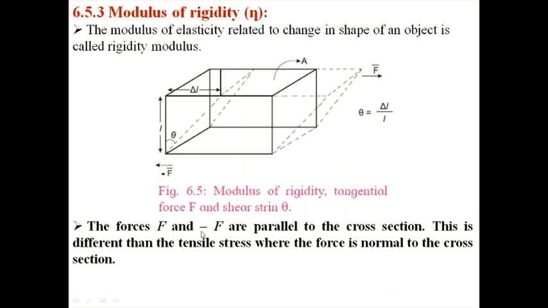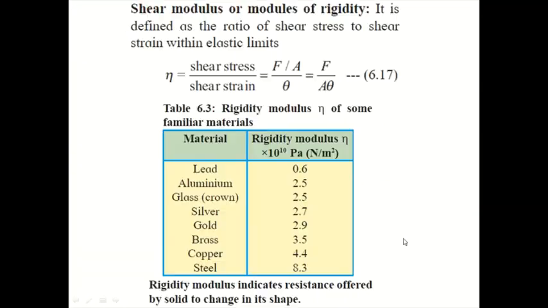So the forces F and minus F are parallel to the cross section. This is different from the tensile stress, where the force is normal to the cross section. After that, the shear modulus or modulus of rigidity is defined as the ratio of shear stress to shear strain within elastic limit. So shear stress divided by shear strain is F by A divided by theta, which is equal to F by A theta.